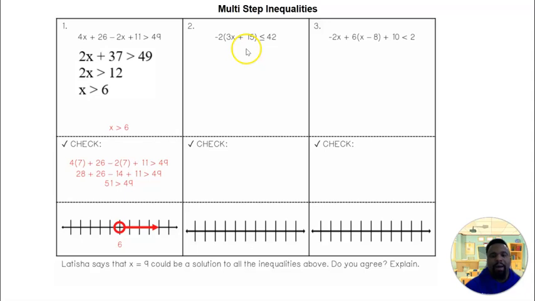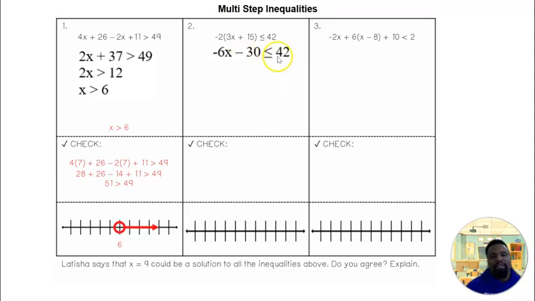Let's look at number 2. We have distributive properties, so we want to go ahead and do that first. So we're going to do negative 2 times 3x and negative 2 times 15. Negative 2 times 3x is negative 6x. Negative 2 times 15 is negative 30. So we got negative 6x minus 30 is less than or equal to 42. Now we have a two-step inequality.